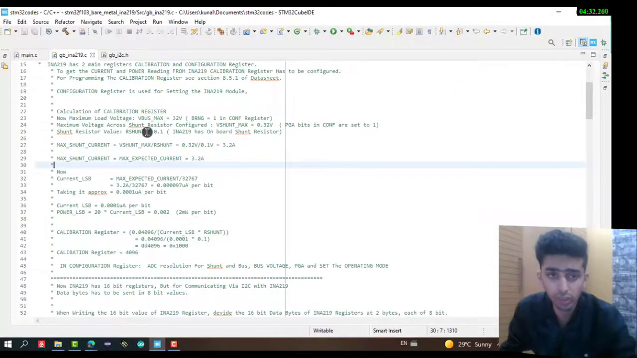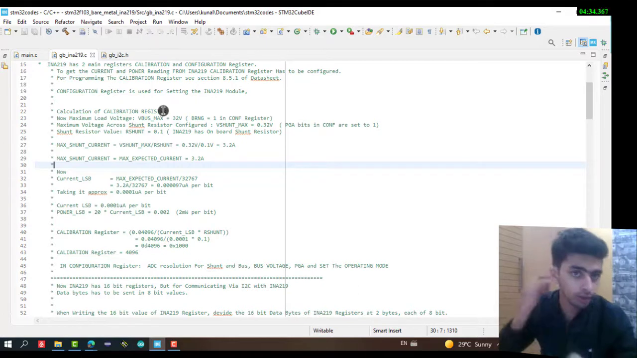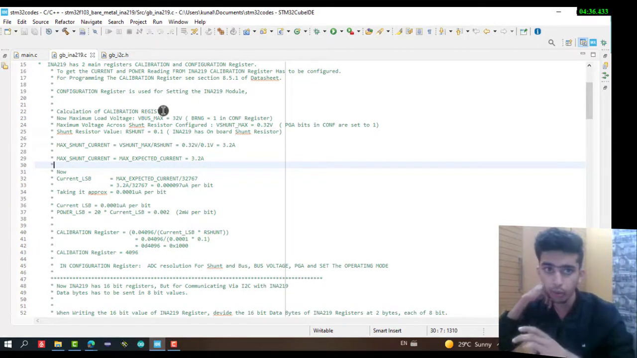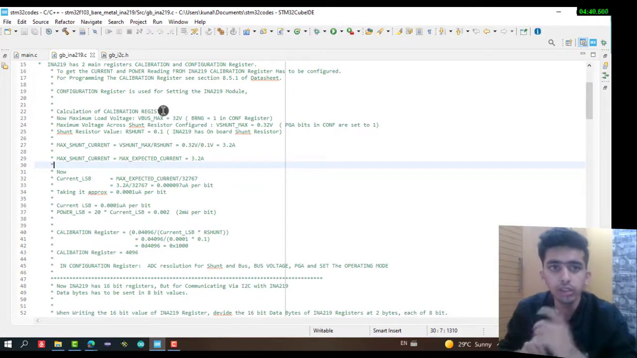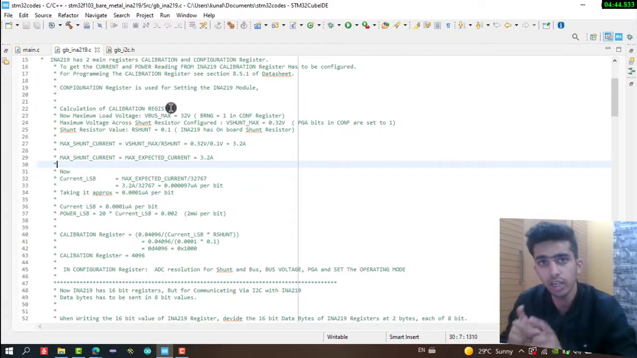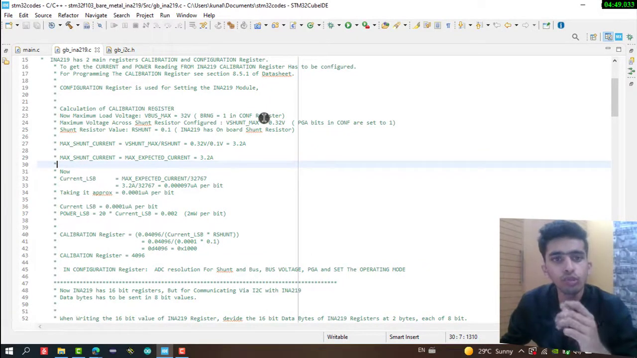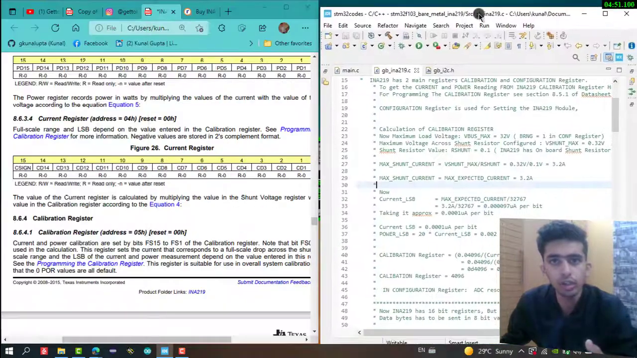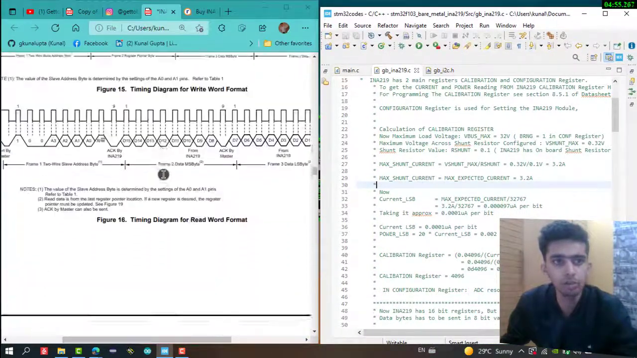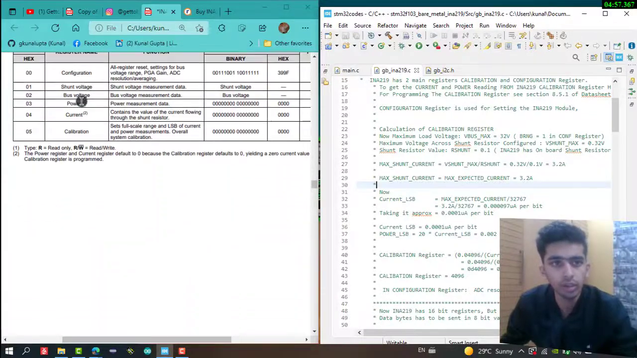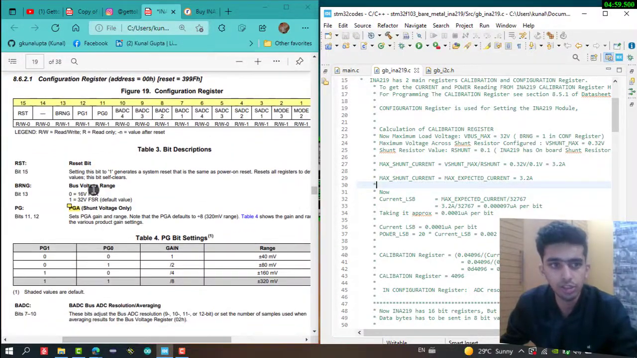Calculation of the calibration register is very important so as to get the current and power readings. Now the maximum load voltage that I have configured is 32 volts. That is my maximum bus voltage, and for it we have to configure the configuration register. In the configuration register my BRNG bit will be equal to 1 for 32 volts.